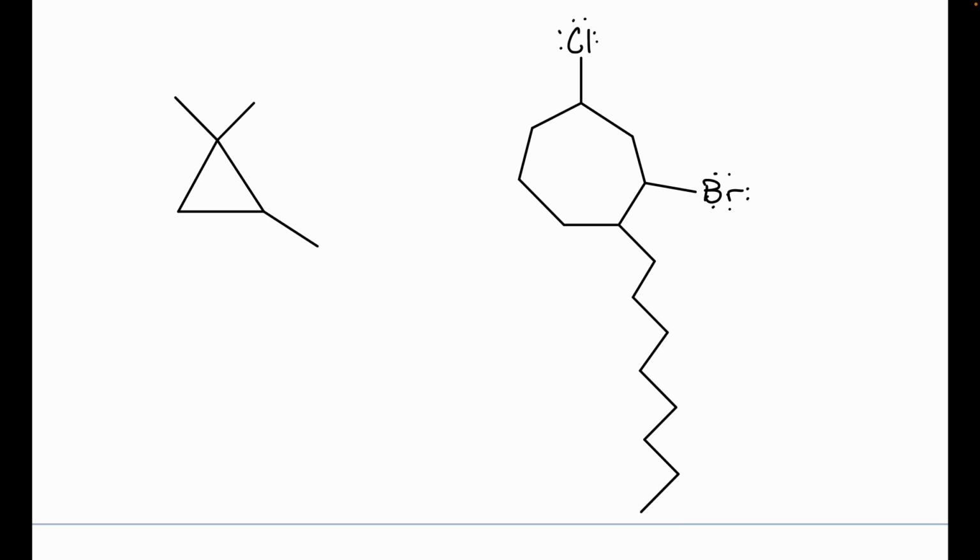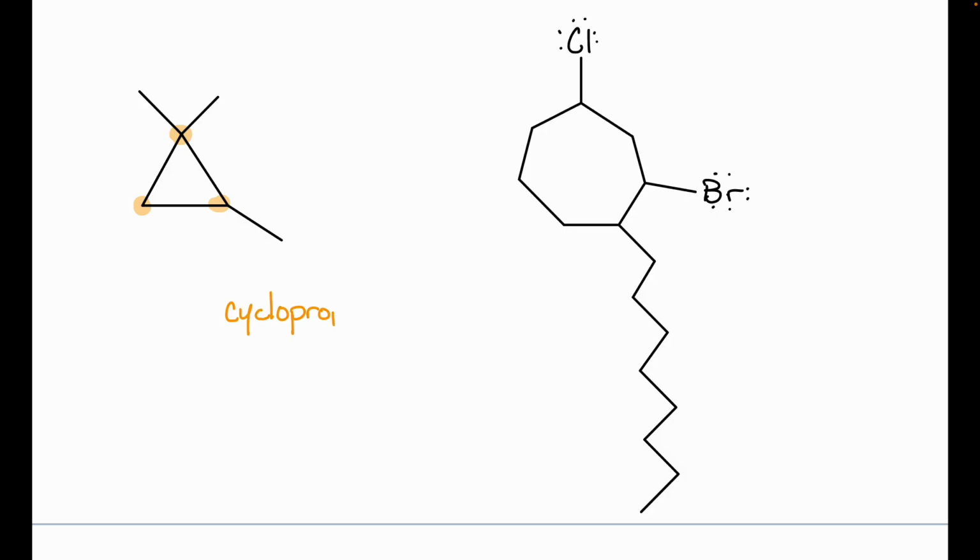All right, so these ones are a little bit more challenging. It's the same set of rules that we're applying, but we can get a little tripped up here. So for this one, my parent chain is the ring. That's a three-membered ring here, so my parent chain is that cyclopropane. I've got these 1, 2, 3 methyl groups here.